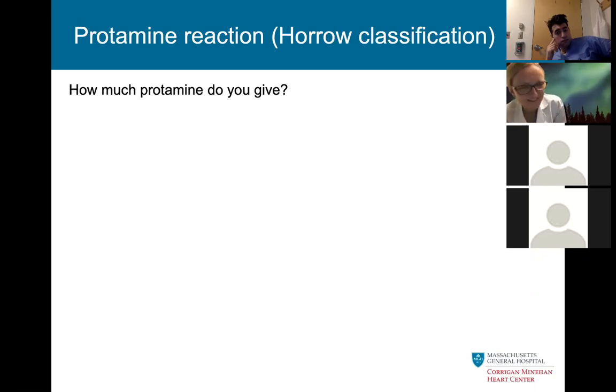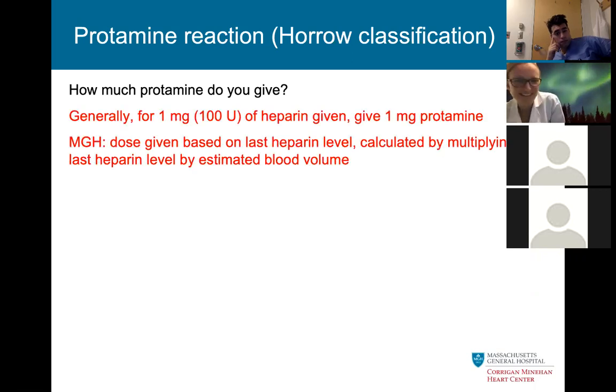We have the luxury, I found out, of this machine that tells us how much to give. But yeah, there's a machine, but it's 1 milligram. Yeah, I was thinking 1 milligram. So 1 milligram of heparin given, which is about 100 units, you give 1 milligram of protamine. So let's say you've given 30,000, it'll be about 300.